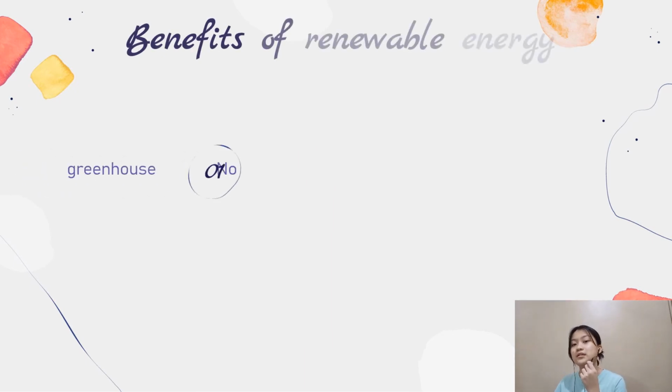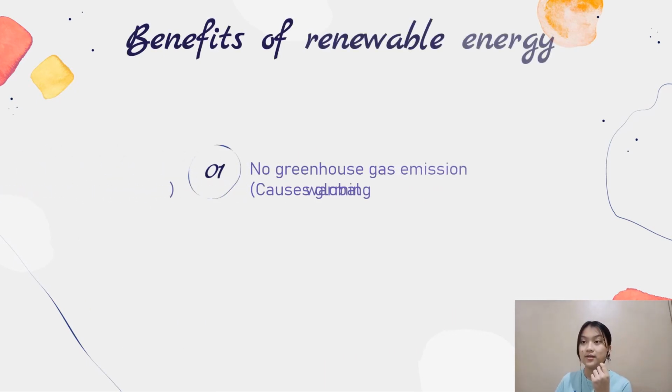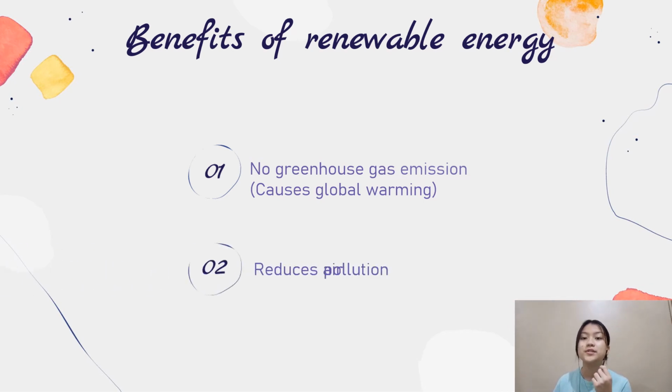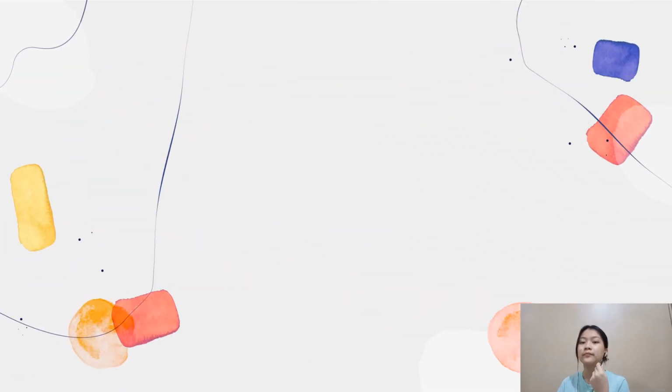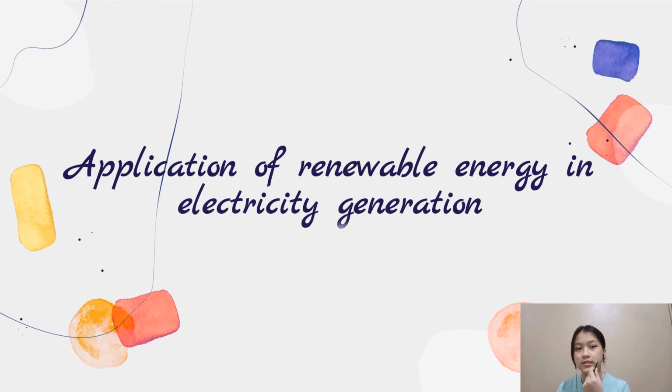These days, people opt more for renewable energy, but why? This is because renewable energy does not emit greenhouse gases, which contribute to global warming. Other than that, it also reduces air pollution. Thanks to the effort made by scientists and engineers, we're able to add renewable energy in the production of electricity.